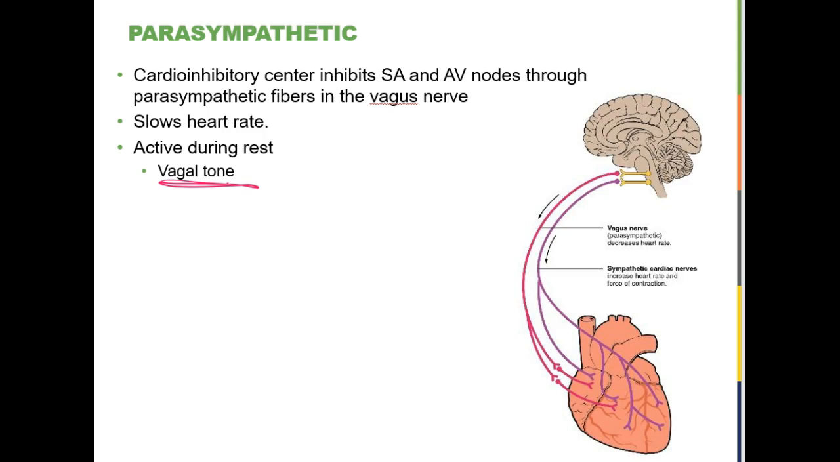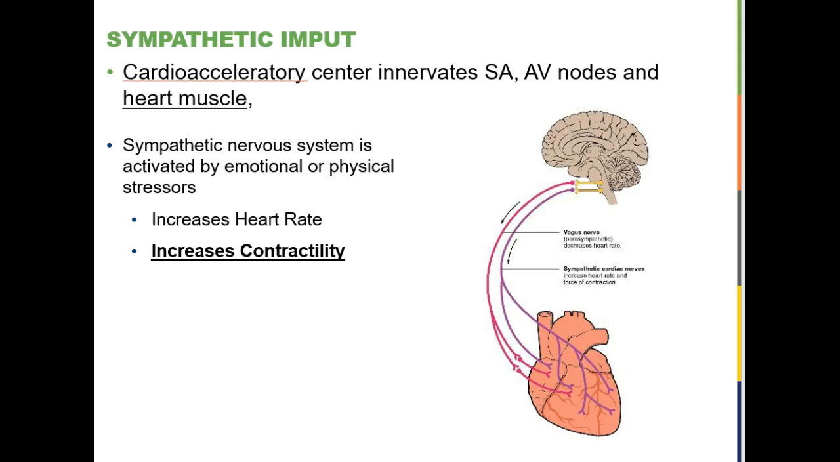So what your parasympathetic nervous system is doing is inhibiting your sinoatrial node, or slowing down its rate of depolarization, so that your resting heart rate is slower than your sinoatrial node would have it be at rest. So then we move on to the sympathetic nervous system.